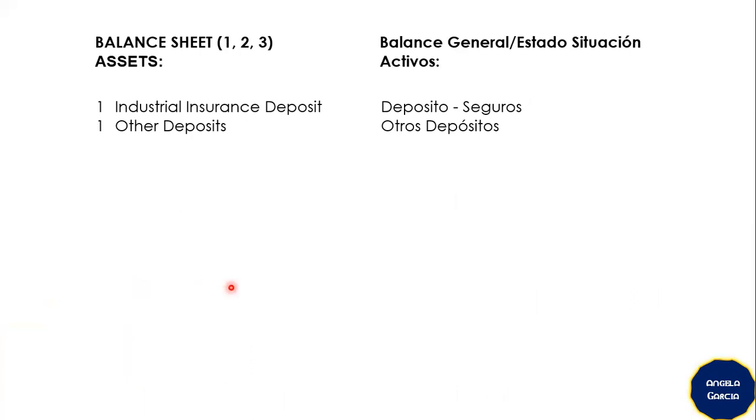Let's see now the deposits accounts. If you are an industry, you have an industrial insurance deposit. Sometimes it's like an insurance to be deposited as a guarantee for something in the future. Other deposits, we call it fianzas in the DR. So you can charge other deposits in this account.